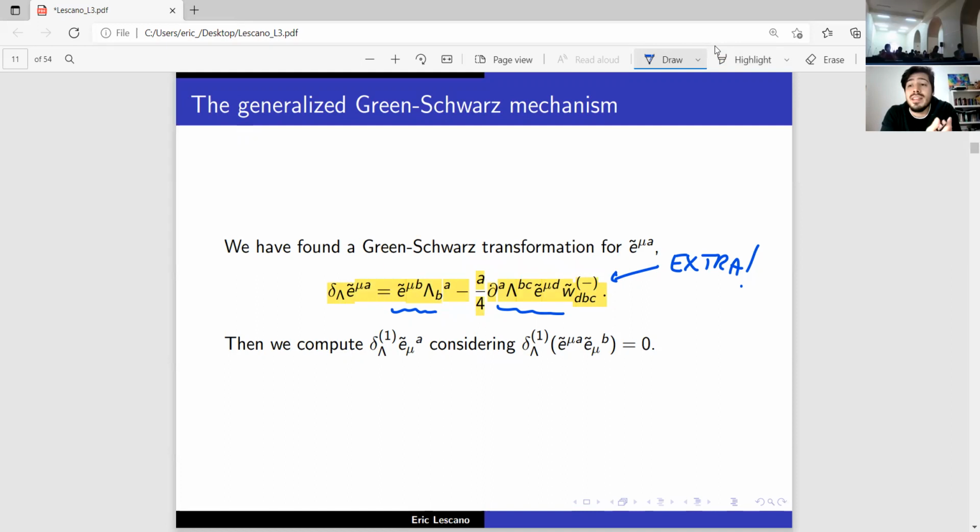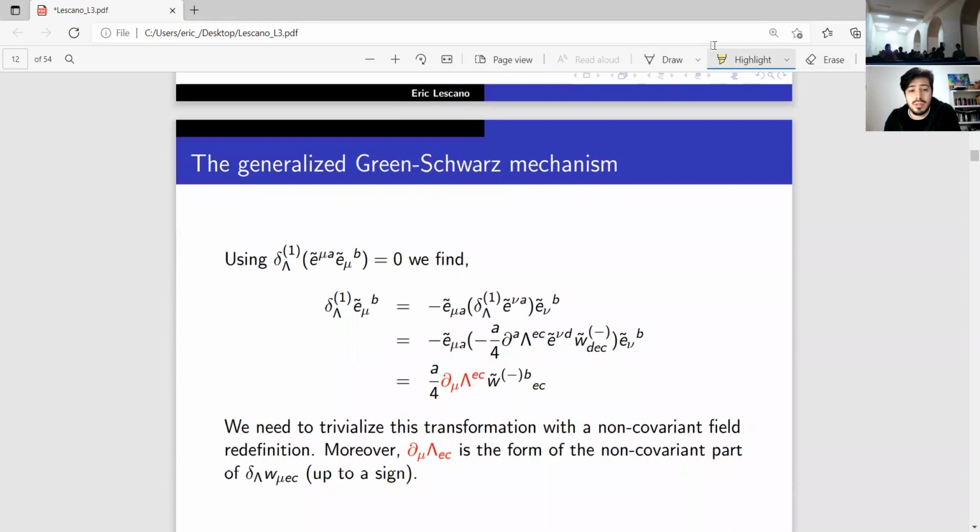So we need to consider non-covariant field redefinitions in order to make this extra term disappear. And of course, this is the transformation for the inverse of the vielbein, and we can compute the transformation of the ordinary vielbein, considering that the Minkowski metric must be invariant under this transformation. So we can obtain the other transformation for the ordinary vielbein. This is the transformation, it's quite similar, but we don't want this kind of transformation. This is a Green-Schwarz mechanism that we do not want. We need to trivialize this transformation. It's important to trivialize this transformation.